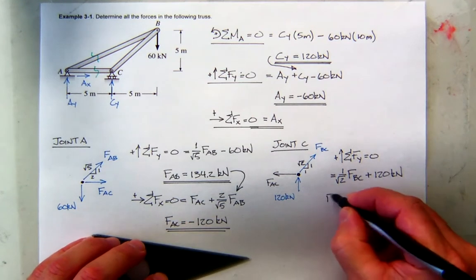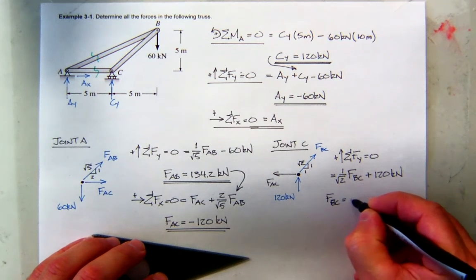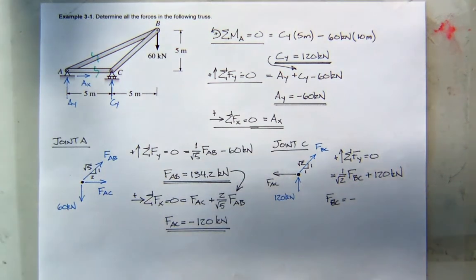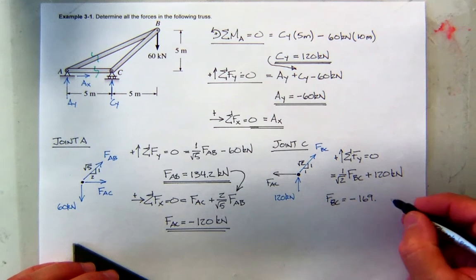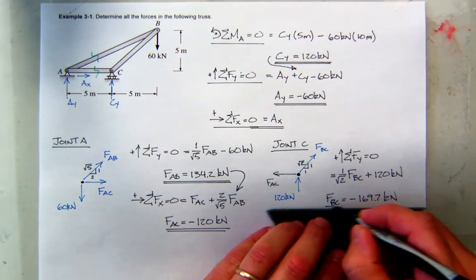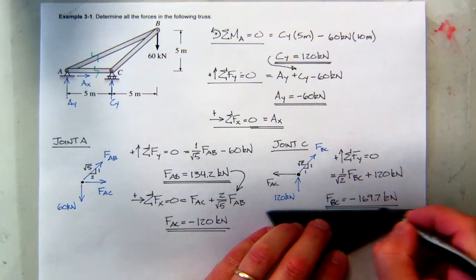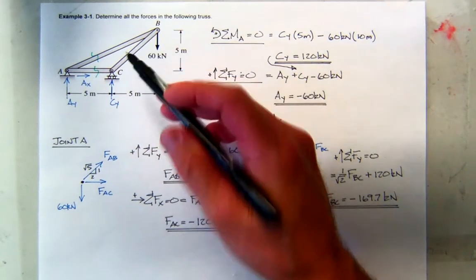So it looks like BC is going to be negative. And I don't know what it's going to be. 169 point what? 7. That seems reasonable. And it's in compression. And again, this is kind of the bottom chord of my structure, so that being in compression.